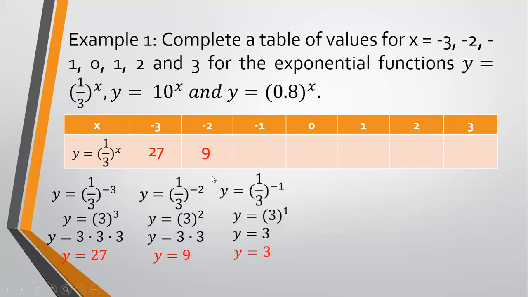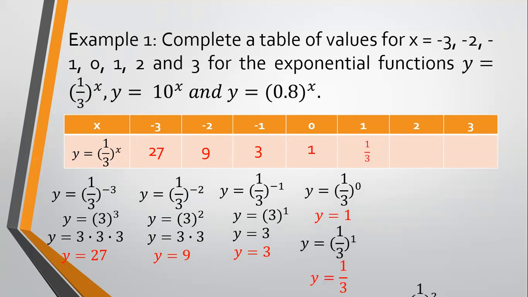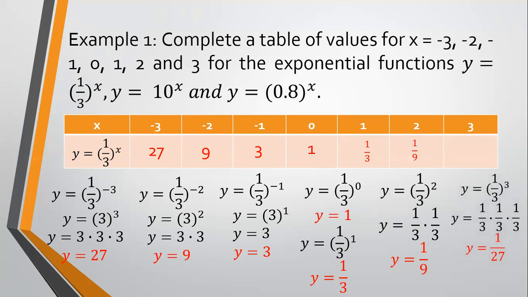so that is equal to 9. When x is equal to -1, it's equal to 3. When x is equal to 0, of course, any variable, any expression, any constant raised to a 0 exponent is always equal to 1. Then if it is raised to 1, it's the same value. When raised to the 2nd power, it's 1/9. And when raised to the 3rd power, it's 1/27. So these are the processes by which we can get the value of y given the values of x here.